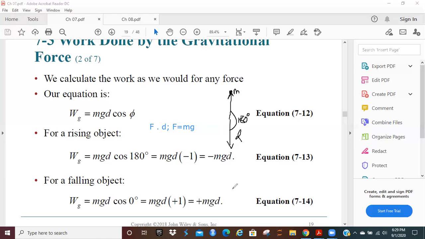For a falling object, the force vector here, let's see, I should actually write that there. The force vector and the direction vector are going to be pointing in the same way. The angle between them is going to be considered to be 0. If you take the cosine of 0, it's 1. So the work done by the gravitational force is going to be mass times gravity times distance. That'll be positive. Does that make sense? Yes. Okay.